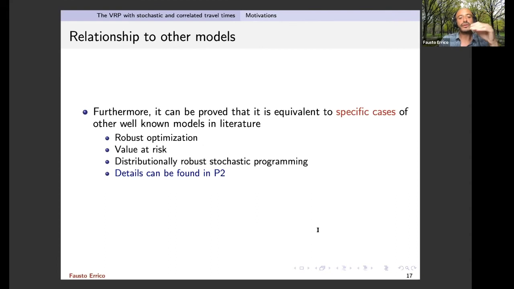This model is known to be related to other ways of treating uncertainty in the literature: robust optimization, value at risk, distributionally robust stochastic programs. It's important to say it's equivalent to some specific cases of these other kinds of models, and these can be found in the second paper, which is also available as a cahier du GERAD.